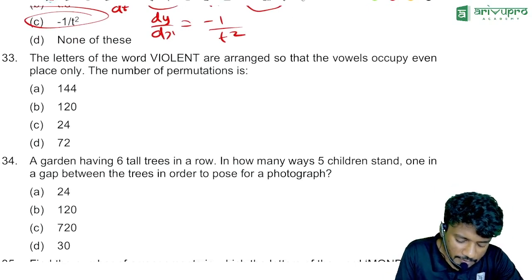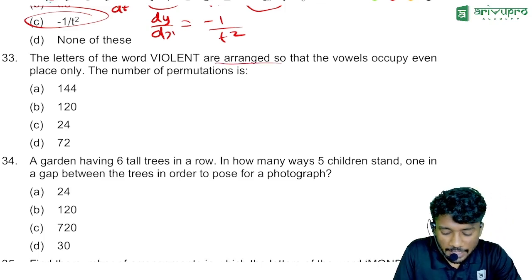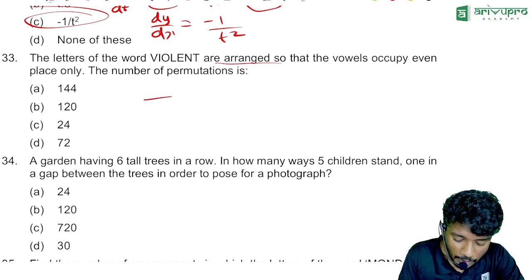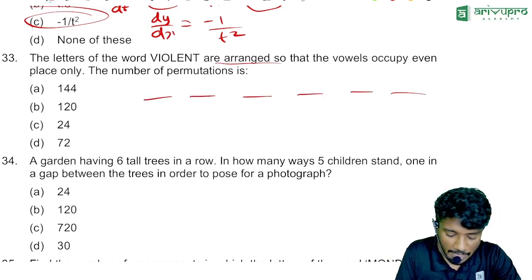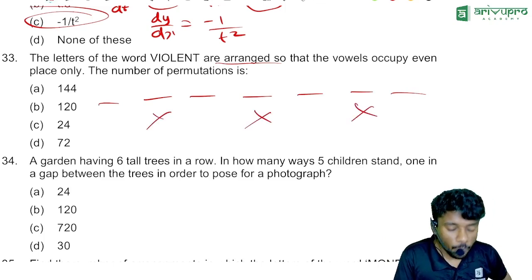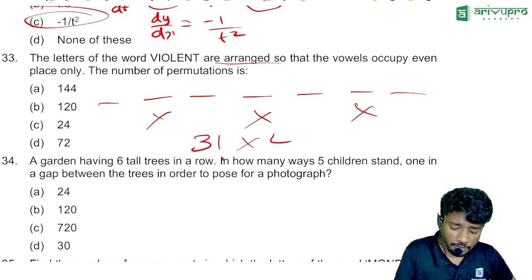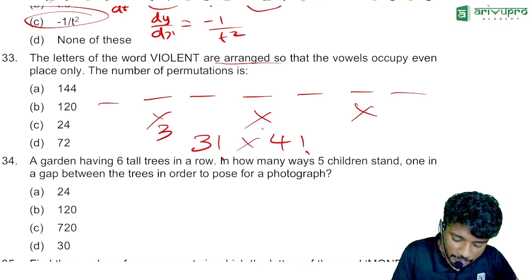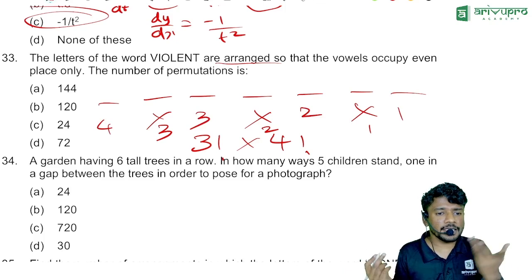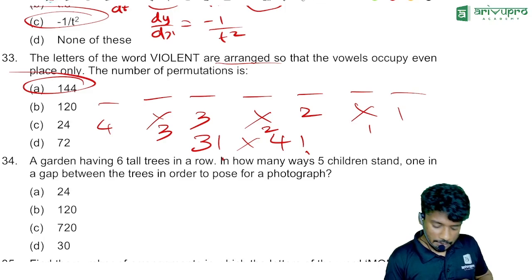The number of arrangements of the letters of the word violent, so that the vowels occupy even positions. How many letters are there in total? 7: 1, 2, 3, 4, 5, 6 and 7. Even positions means this, this, and this. How many vowels are there in total? 3 vowels. So 3 factorial into 4 factorial, that means 3, 2, 1 into 4, 3, 2, 1. Multiply that, and the answer is 144. Now the next question.